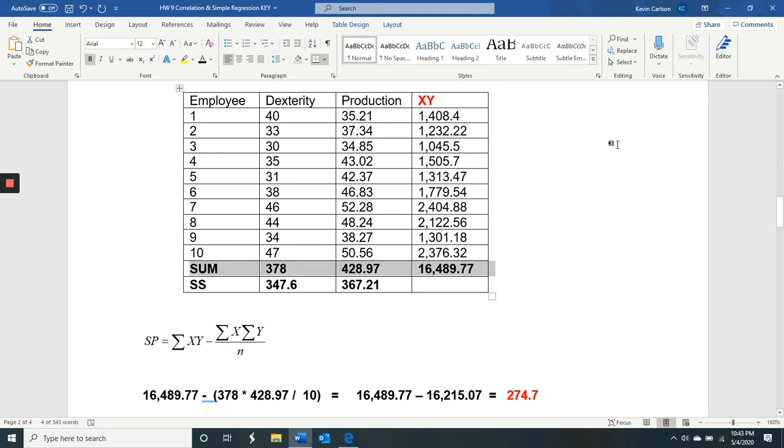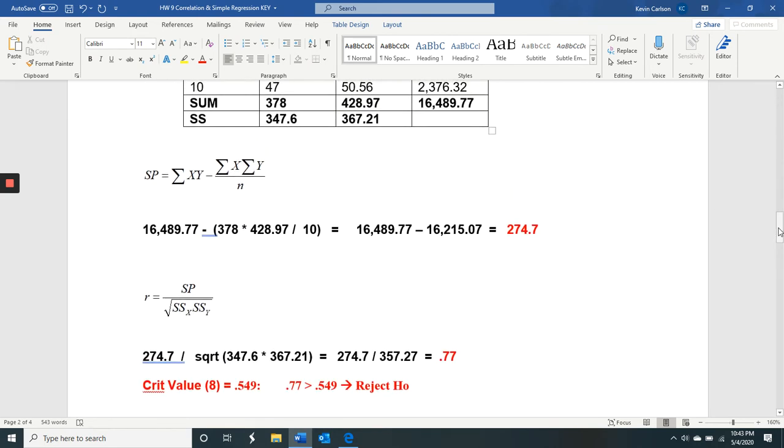Then you want to sum all 3 columns. So you have the sum of X, which is dexterity, the sum of Y, which is productivity, and then the sum of XY right here. Then we take these scores for dexterity, which is our x, put them into our online calculator, and we can find the sum of squares. And then we can take the scores for the variable y, productivity, and put them in the sum of squares calculator, and we get this. So now we have all our numbers.